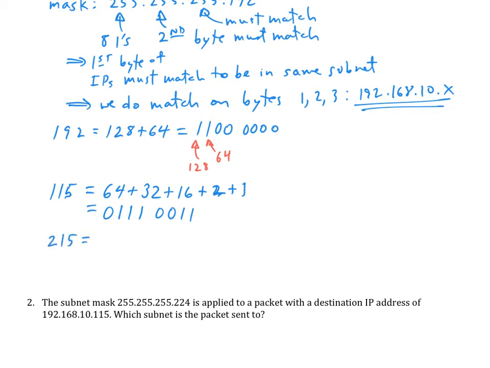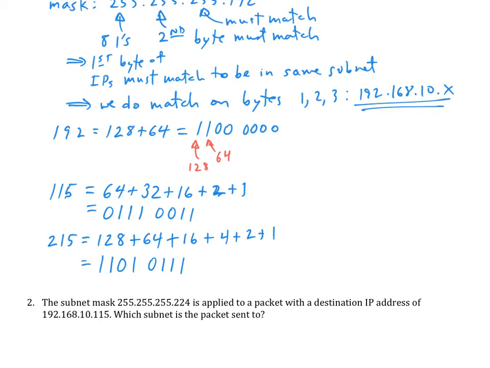The 215 is greater than 128, so it's going to be 128 plus 64, that's 192 so far. 8 more gets to 200, and 8 and 15 is 23. 23 is 16 plus 7, and 7 is 4 plus 2 plus 1. So this is a 1 in the 128, 1 in the 64, 0 in the 32, 1 in the 16, 0 in the 8, and 1 in the 4, 2, 1.